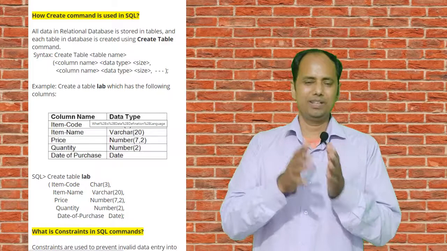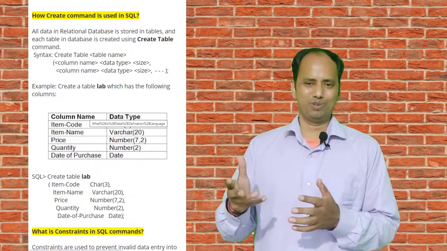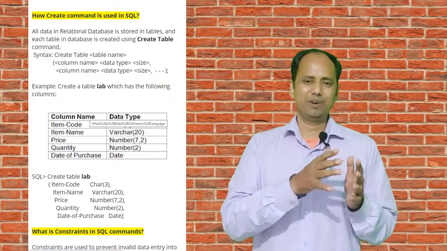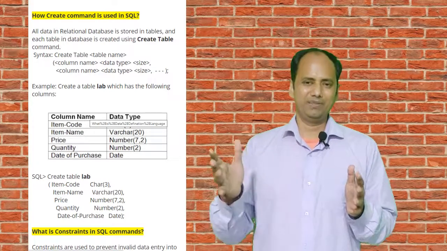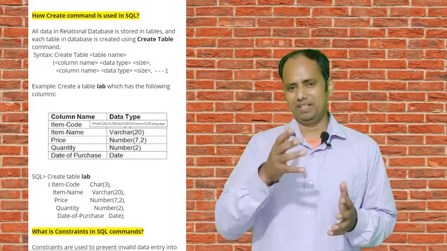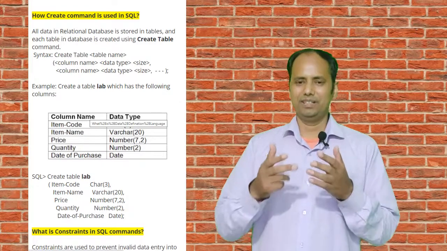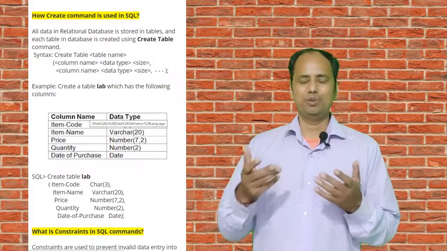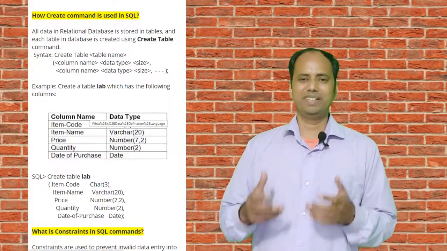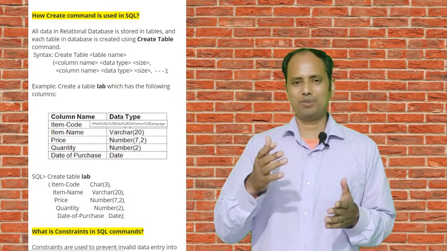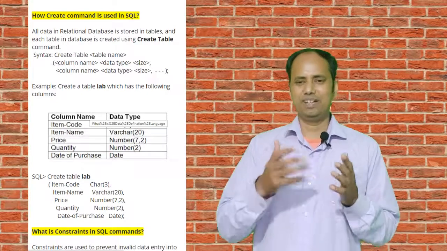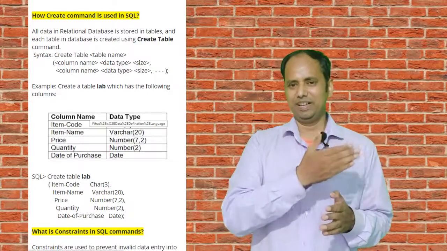Its syntax is we will write create table and the table name, whatever we want to give. After that we will write column names and data types. We can write all the column names one by one and in front of each its data type, and this way we write the create table command. You can see there. For example, you want to design the structure of your table. First of all you want to write item code, item name, price, quantity and date of purchase, and you can see their data types in front of them.